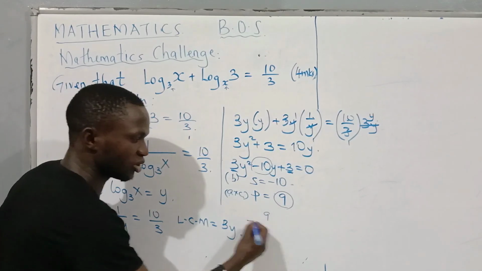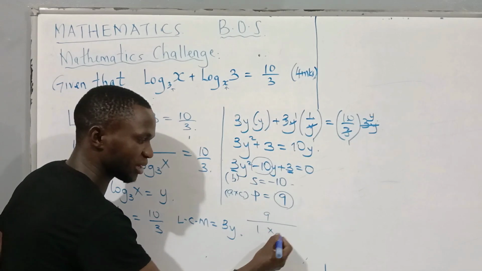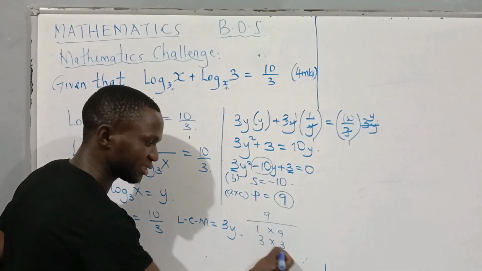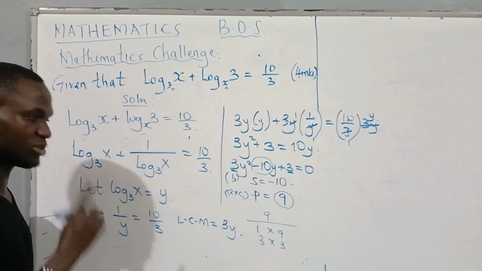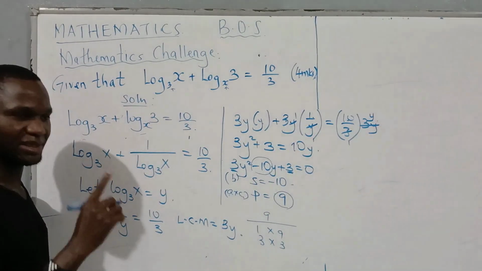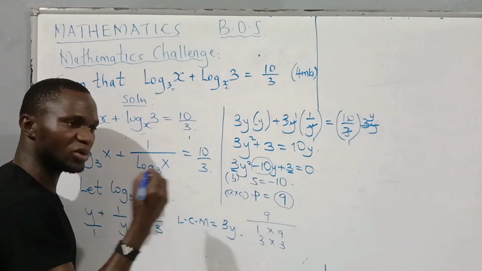Let us try and see the multiples of 9. I can have 1 multiplied by 9. I can also have 3 multiplied by 3. Those are the only numbers that we can multiply, and at the end of the day, we have the result as 9. But now, after that, you do assessment.